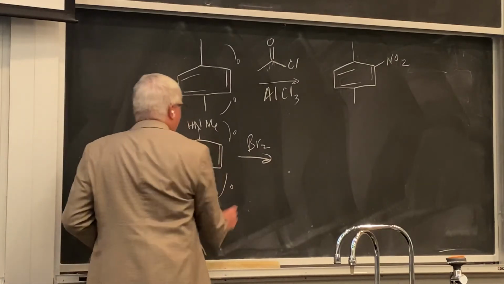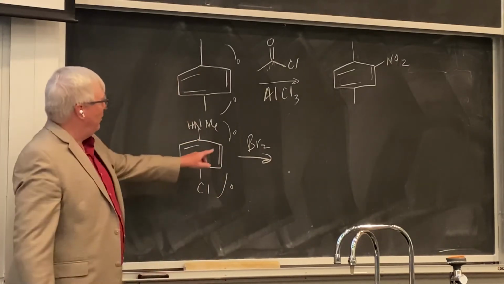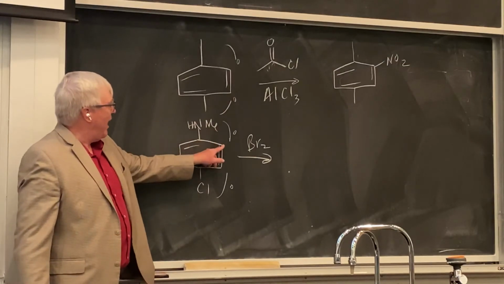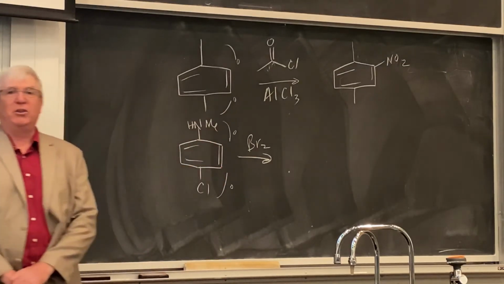And so this is what? This is also an ortho director because of the lone pairs, even though it's deactivated. So that wants to go there. So here we're in conflict, right? Which one are we going to do? Are we going to go ortho to the aniline or ortho to the chloride? Which one do you think?